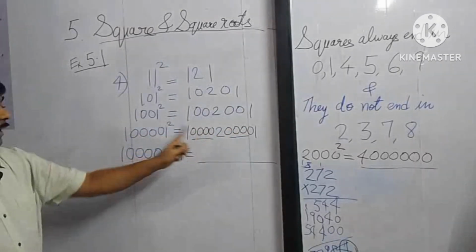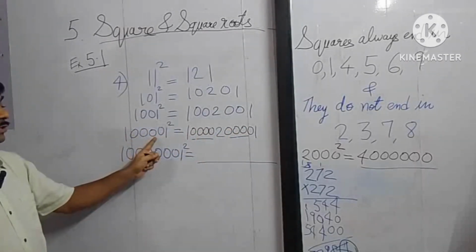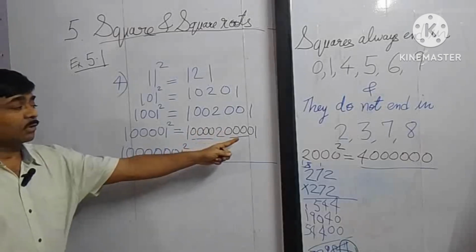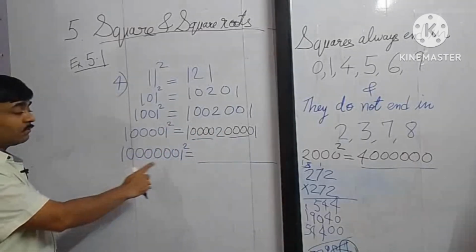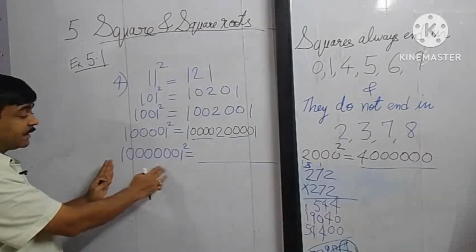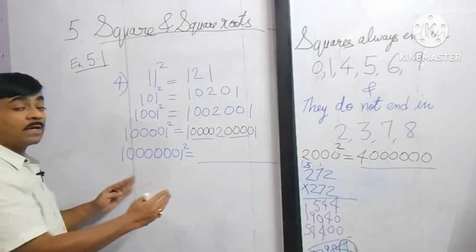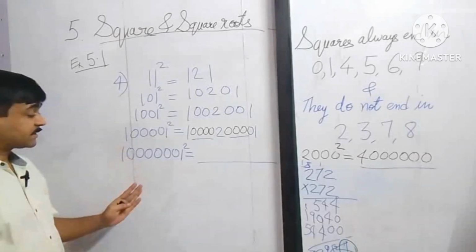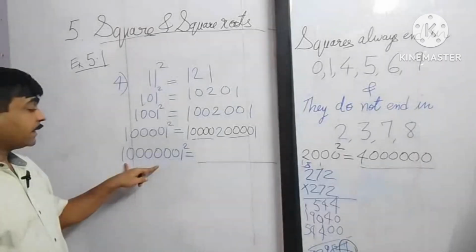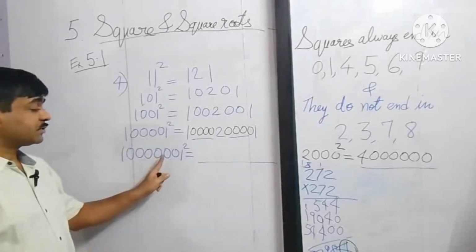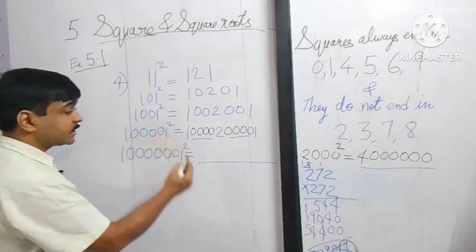This would be the square of 100001 on the right hand side. When I took this number on the left hand side, which is 1000000 with 6 zeros, it is 1000001 square. Let us proceed.